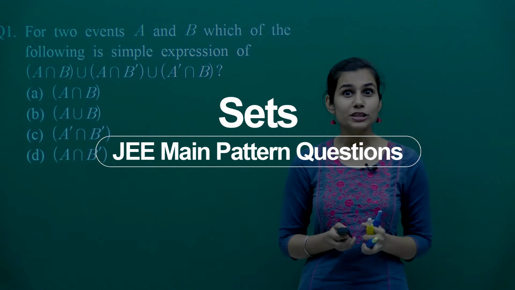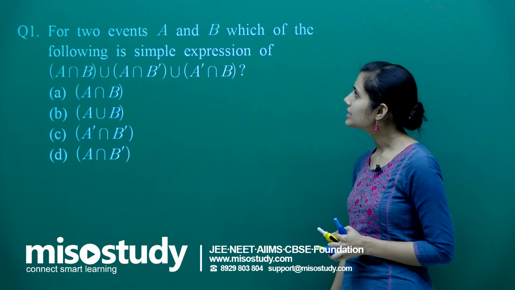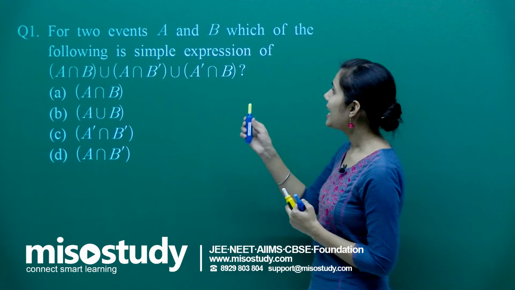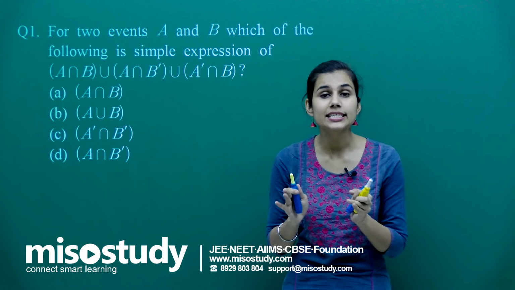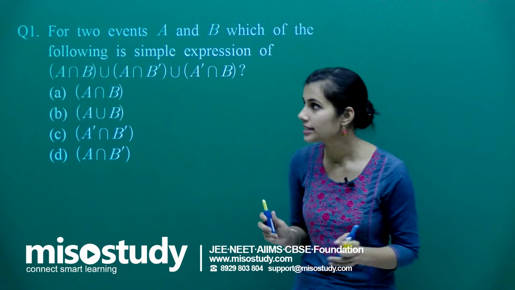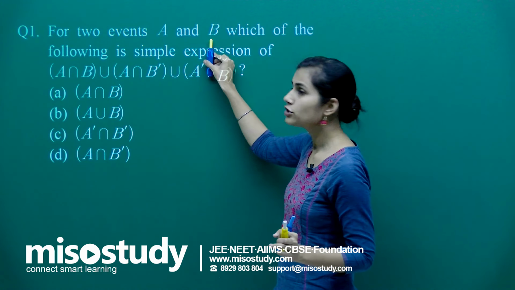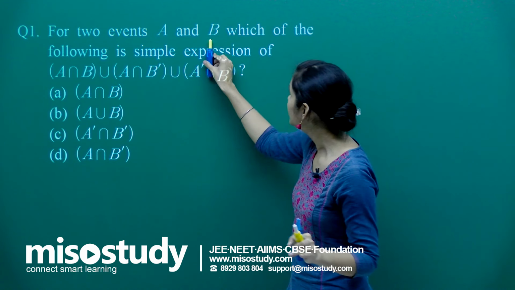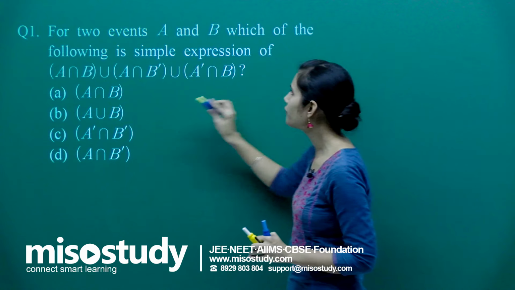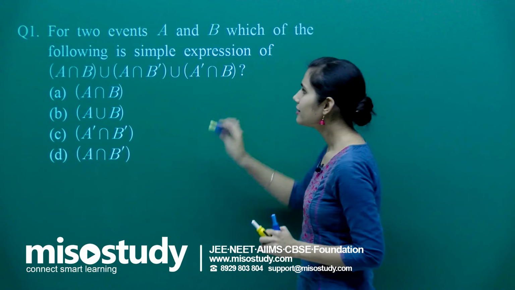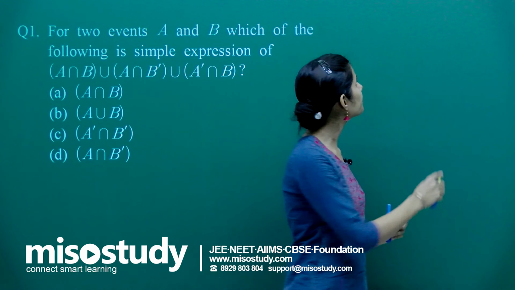Let's see how it makes us whack our brains. The question says there are two events A and B. Basically, two sets or two events make the same sense. A is given to you as a distinct set and B is given to you as another distinct set. Which of the following is a simple expression of this entire expression? Let me note this down for you.